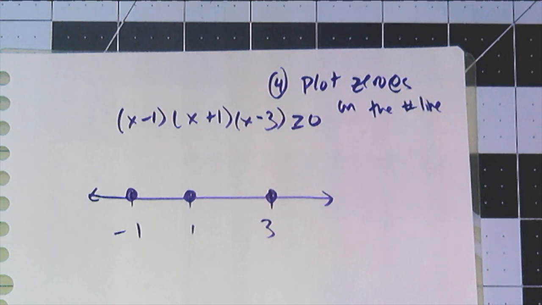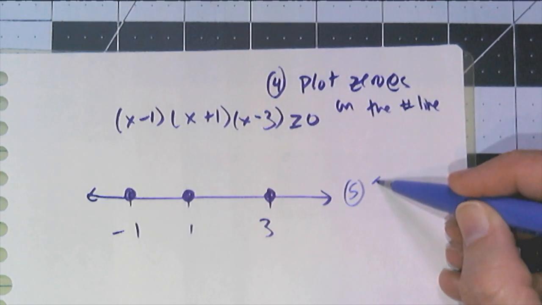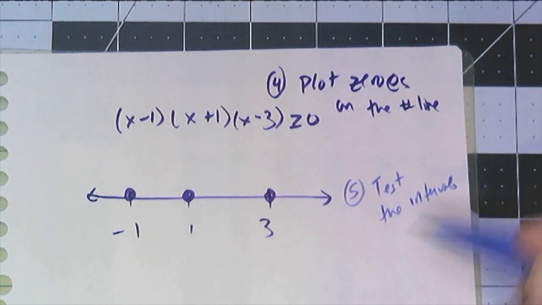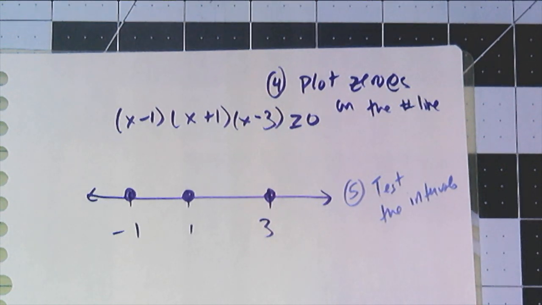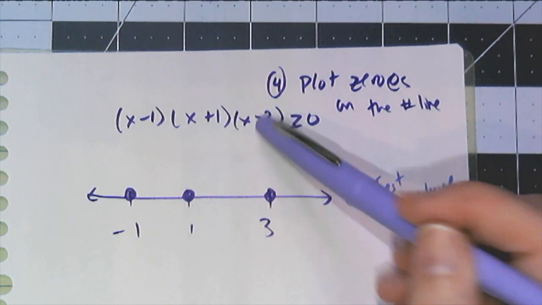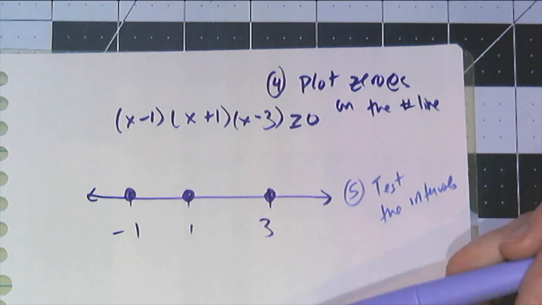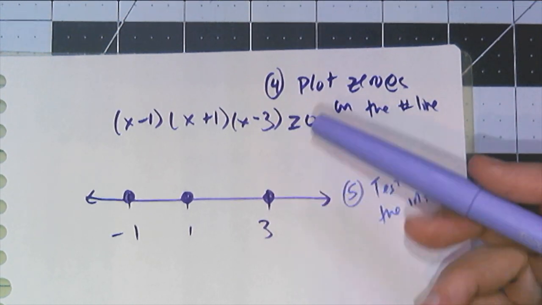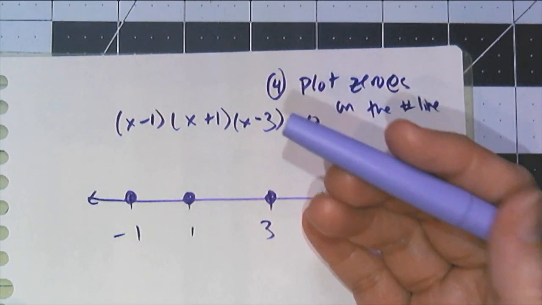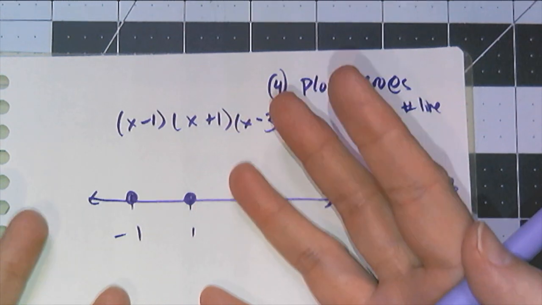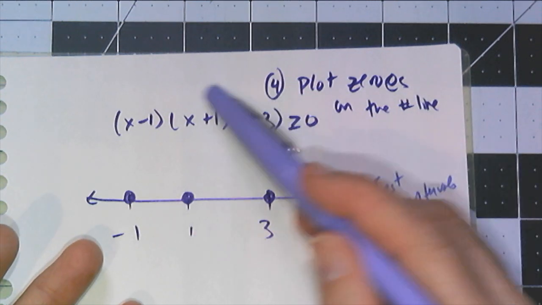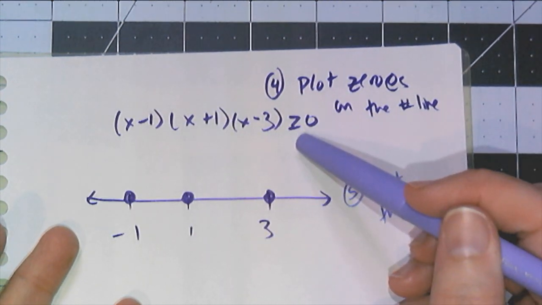Okay, for step 5, we have to test the intervals, because some of them are going to work and some of them aren't. What I mean by work, that means when I plug in a value inside this polynomial, it's going to give me something greater than 0. And I don't have to find the exact value. Since I only care if it's greater than 0, the exact value doesn't matter. All that matters is the sign. I'm looking for values that make this positive because I'm looking for greater than 0, right?